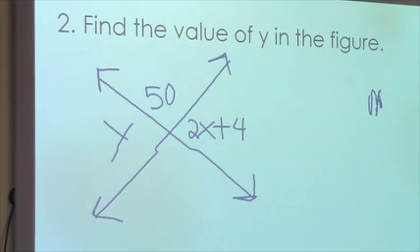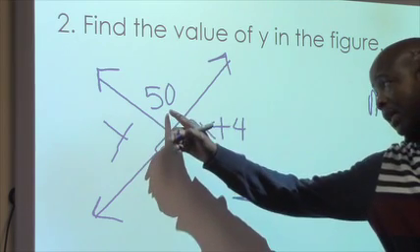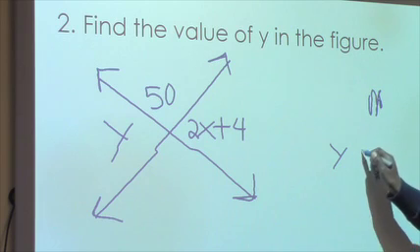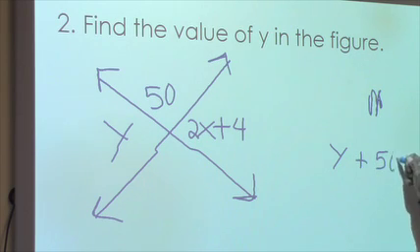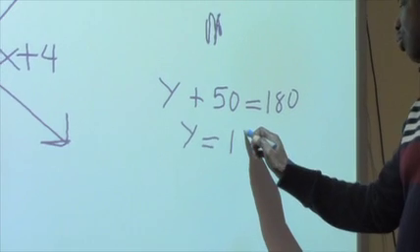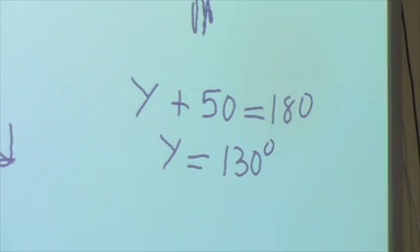So the first thing is that angle y and the angle whose measure is 50 form a linear pair of angles, and we say that they are supplementary. So I can write that y plus 50 should be equal to 180. I can subtract 50 from both sides to solve for y, and I have y equals 130 degrees.